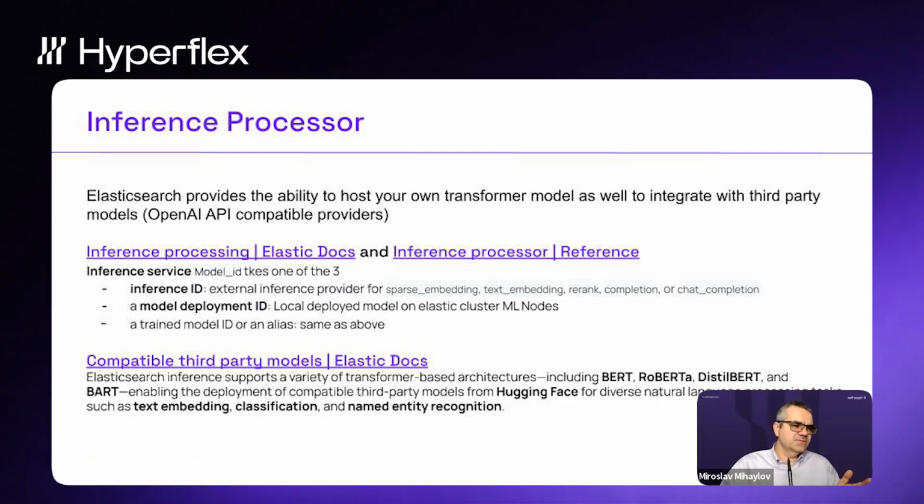The types of inferences, when you set the inferences: embeddings of different types, re-ranking, completion, or chat completion, where completion and chat completion are specific to the LLMs. I just want to mention that it appears that with the newer documentation, everything now is inference ID. They don't really use model IDs anymore.